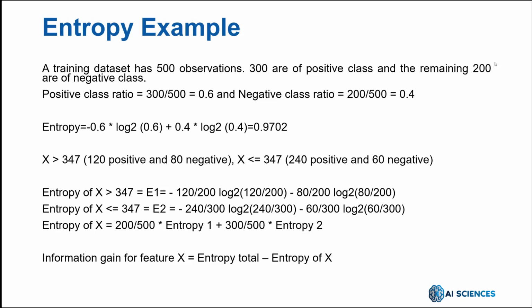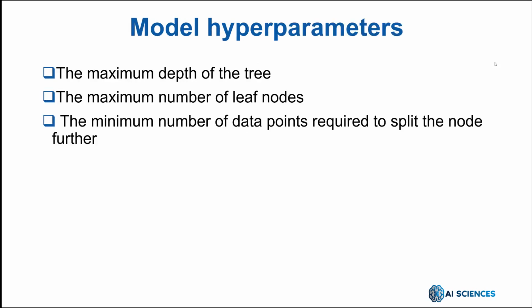Whichever feature in the node has the maximum information gain will be selected for the split. We can also use other indicators like the misclassification rate, the Gini index, and Iterative Dichotomiser 3, ID3, for calculating the information gain of a feature.